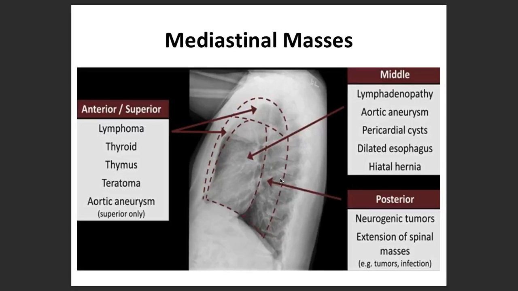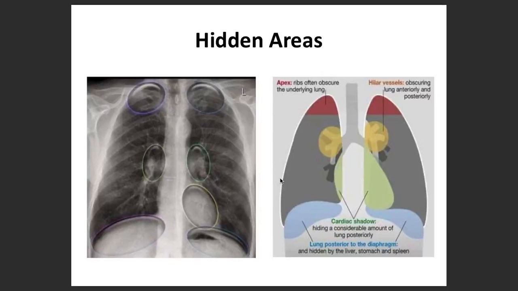However, you may notice different masses in the superior region, the posterior region, or the middle region. In the superior region you see cases of thyroid, thymus, lymphomas, teratomas. In the middle, conditions such as lymphadenopathy, aortic aneurysm, pericardial cysts, dilated esophagus, or hiatus hernia. In the posterior side, you see neurogenic tumors or spinal masses. Something we call in radiology the hidden areas.